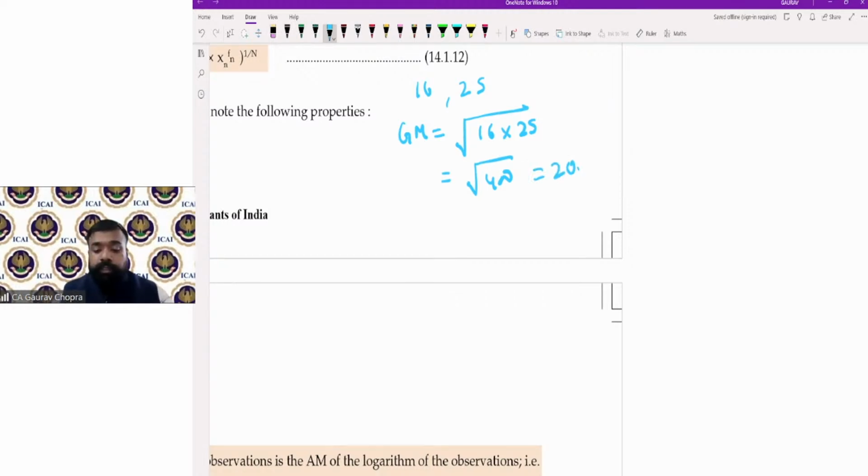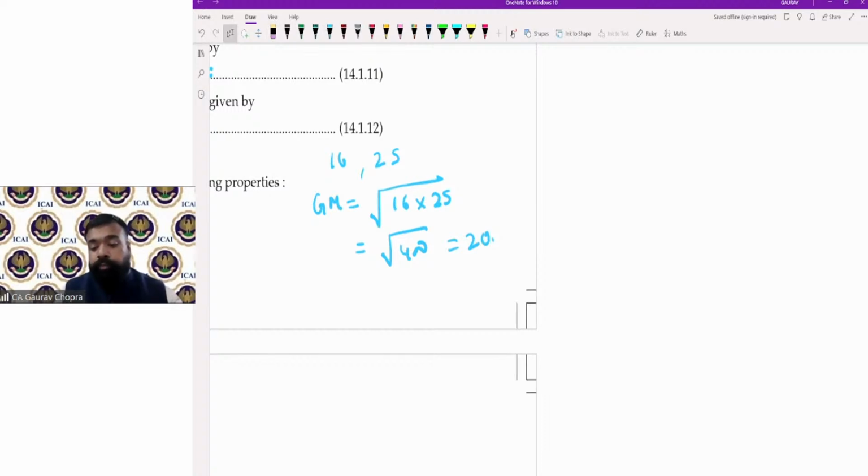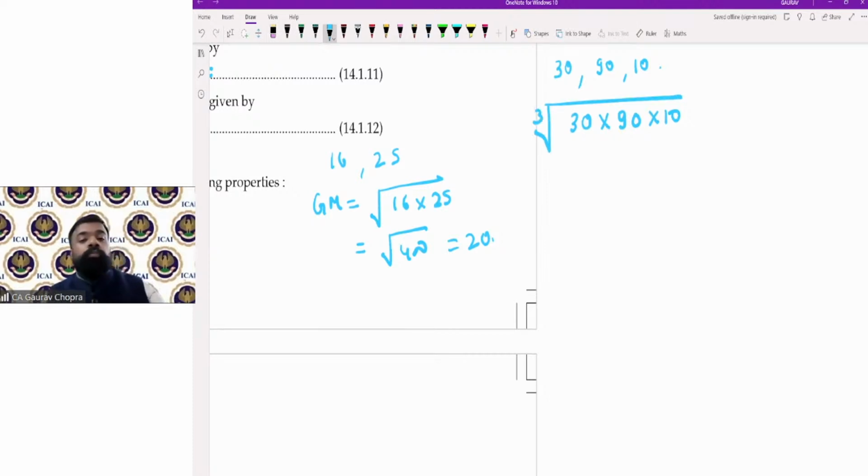In case three values are available, let's take three values: 30, 90 and 10. Then how will you calculate the geometric mean? It will be the product of all observations. So first multiply them and perform the cubic root. You have to perform the cubic root. Now how to solve the cubic root?